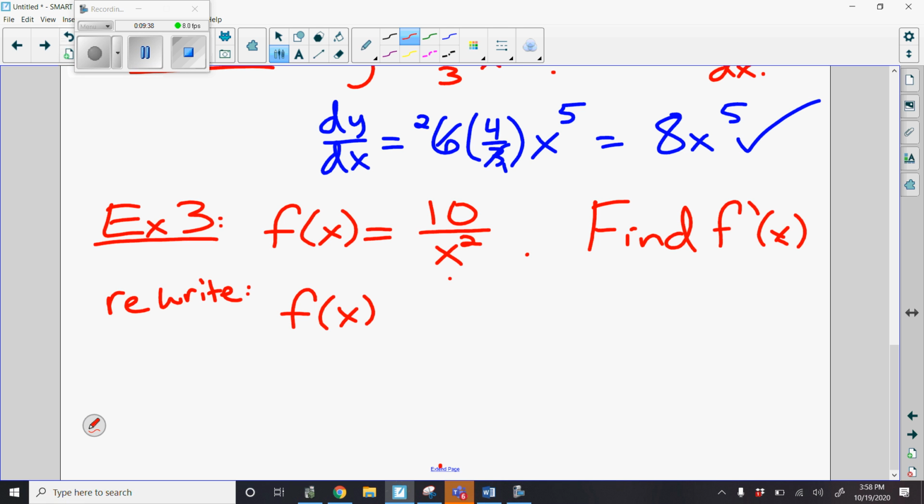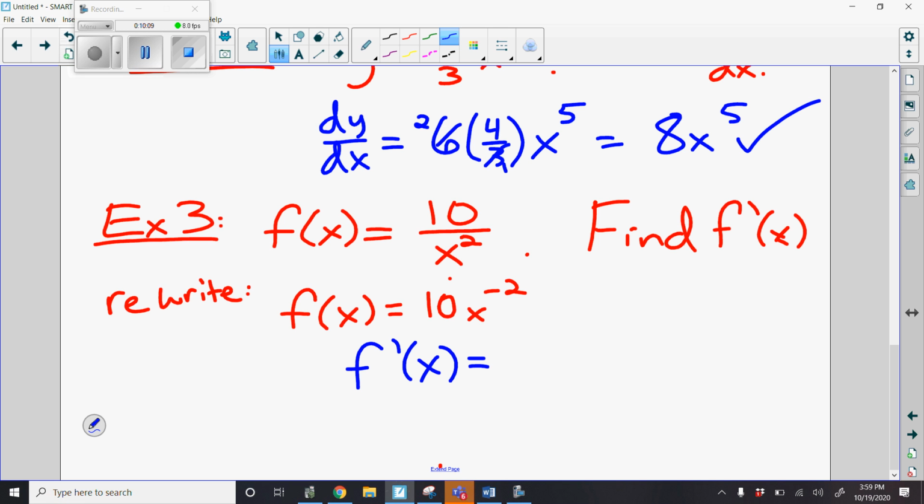Notice, this is just f of x equals 10x to the negative 2. 10x to the negative 2 is exactly the same as 10 over x squared. Okay? So please note that I'm just rewriting f of x. So now it's in ax to the n form. A is 10, n is negative 2. Now I can go and do the derivative, right? Because it's in ax to the n form.